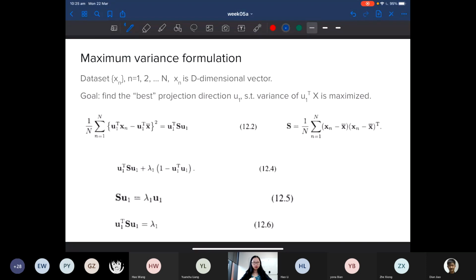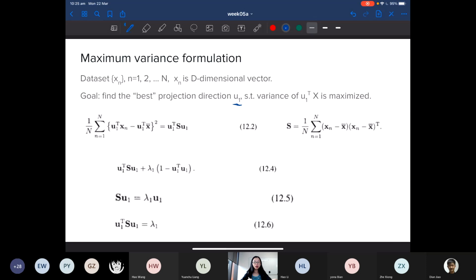So we have a data set x_n, n goes from 1 to big N, and each of these x_n is a d-dimensional vector. Let's just look at finding the best projection direction, the first principal component, such that the variance of the projected data, which is u1 transpose x, is maximized.